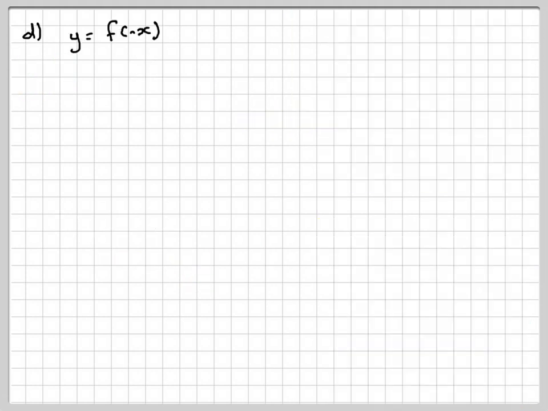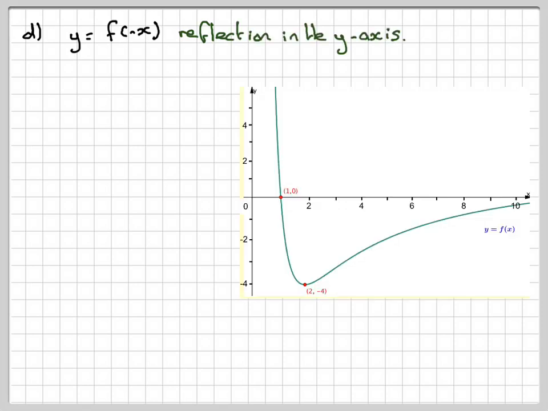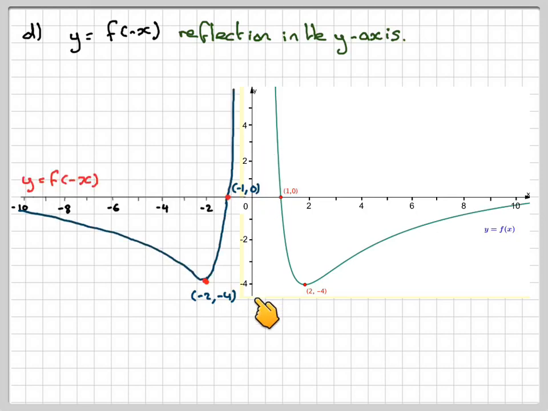y = f(-x), a reflection in the y-axis. So here's the y-axis, so we'll extend our axis this way a little bit, and we will move this point to the point (-1, 0), and we'll move this point here to the point (-2, -4), and we just reflect the graph in the y-axis.